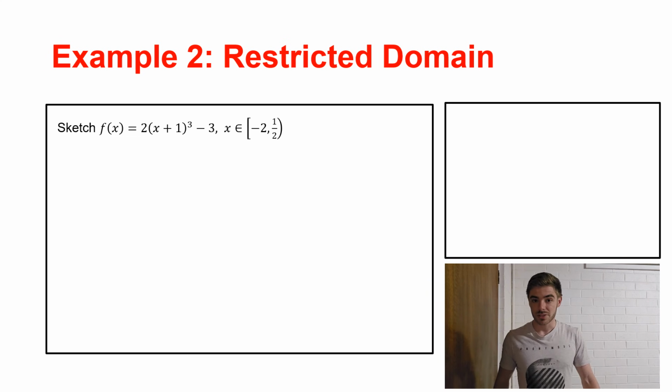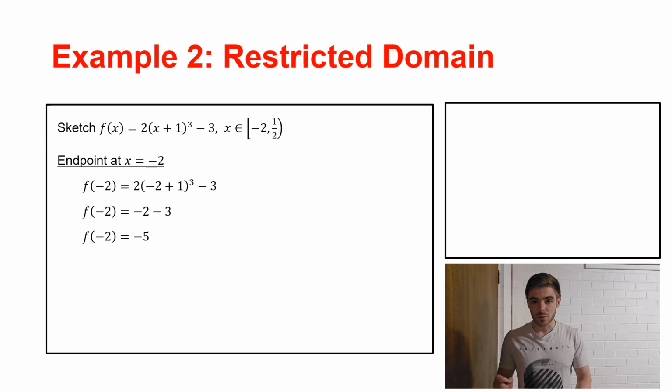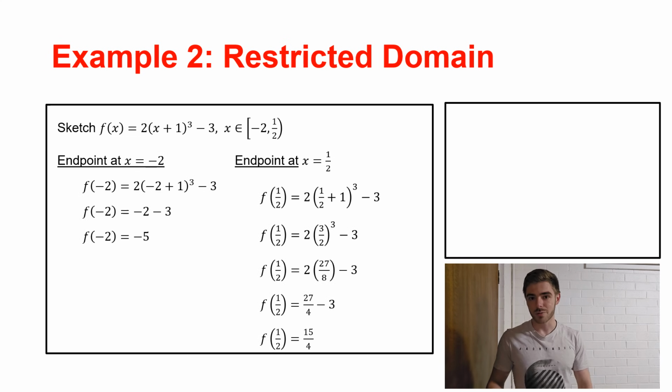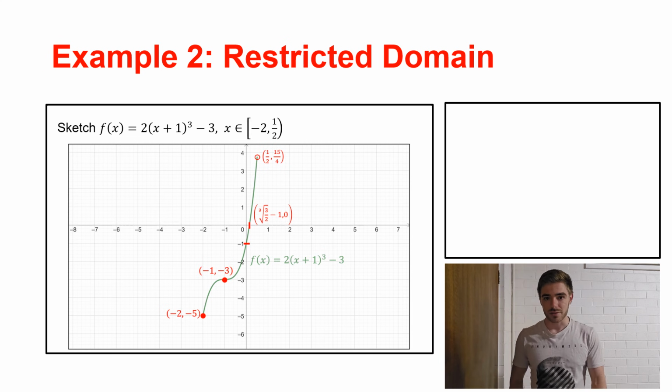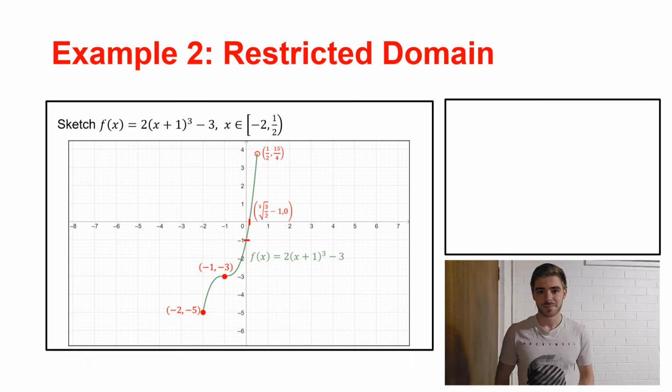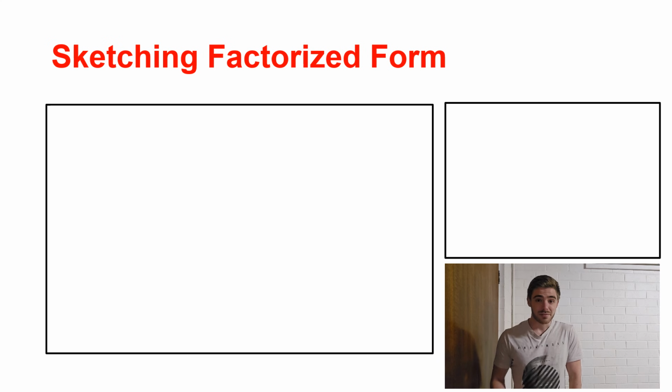Finding the endpoint is just a matter of subbing in each of those x coordinates and then getting the corresponding y coordinate. Once you have that, you're just going to cut the graph off early and then draw the appropriate circles at each endpoint. X equals -2 is going to get a full circle because it was included. It had square brackets. And x equals 1/2 is going to get an open circle since the brackets were rounded. They were excluded.